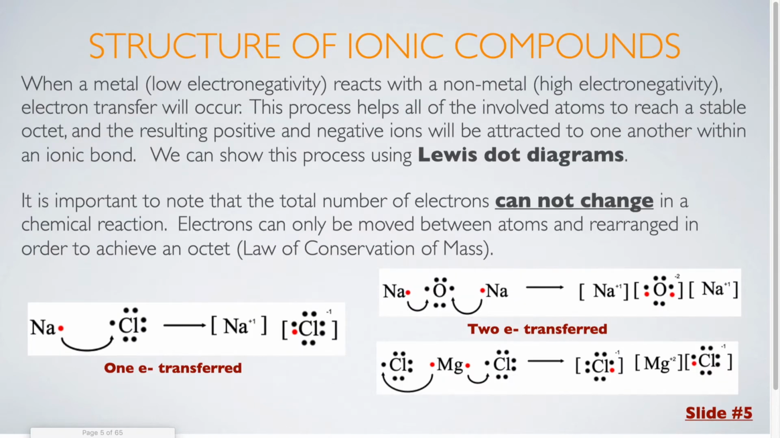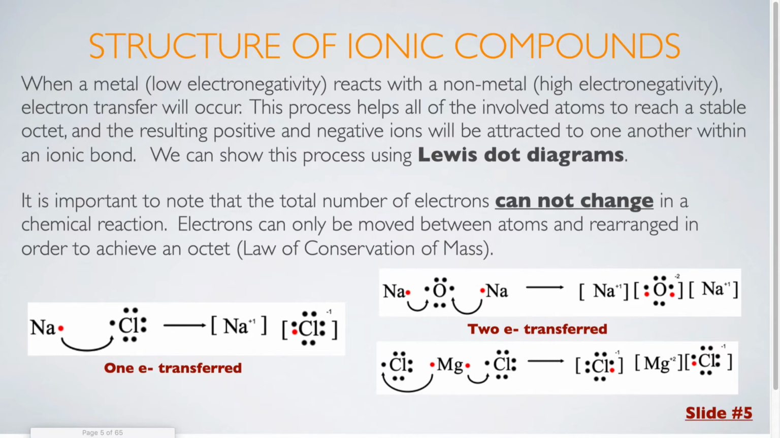Next up, we are going to be discussing the structure of ionic compounds. When a metal, which has low electronegativity, reacts with a nonmetal with high electronegativity, electron transfer will occur. This process helps all the involved atoms to reach a stable octet, and the resulting positive and negative ions will be attracted to one another in an ionic bond. We can show this process using Lewis dot diagrams.